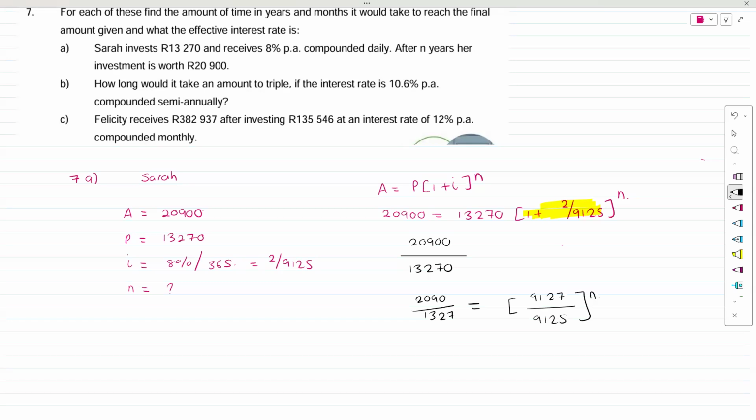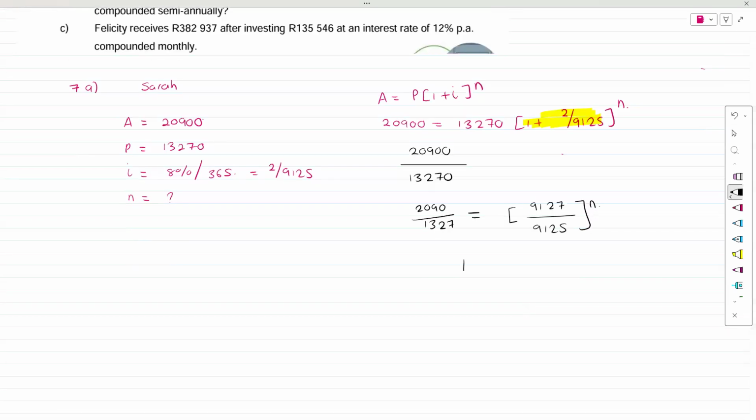Guys, whenever you see an unknown n value, please understand you're using log. So we're going with log base answer equals power. So log of the base 9127 over 9125 to the power of 2090 over 1327. And the log button is directly underneath your on button. Do not choose the wrong one. 9127, 9125, 2090, 1327. This answer is a very weird answer.